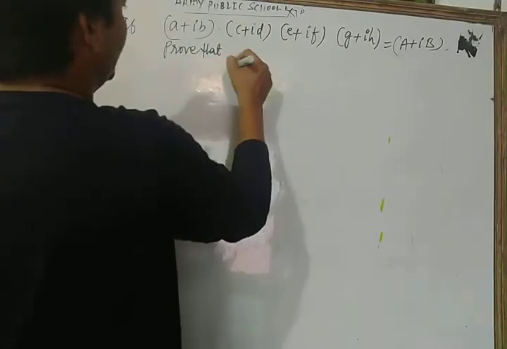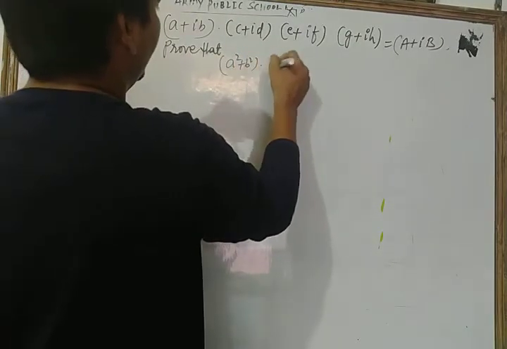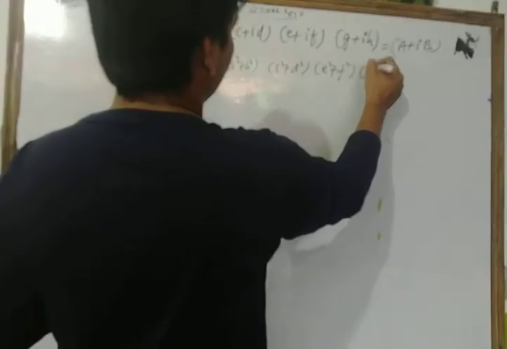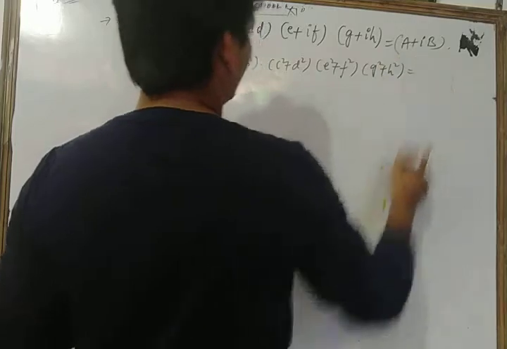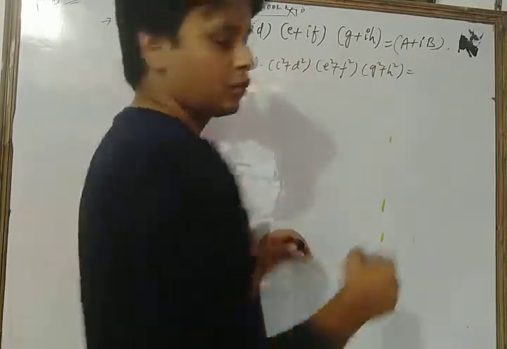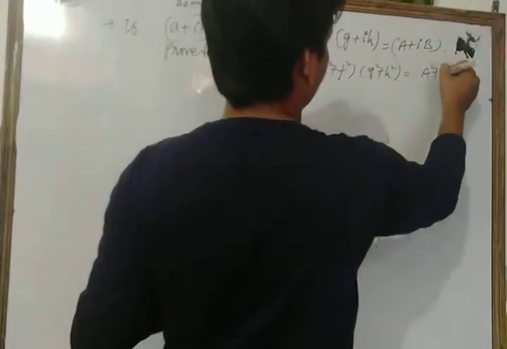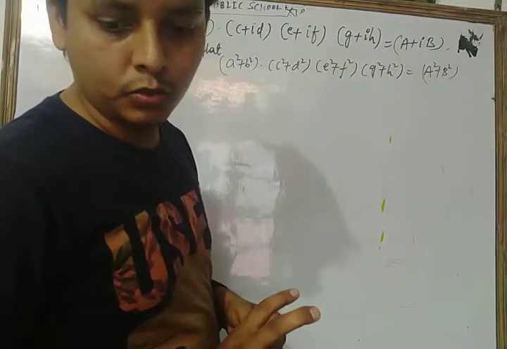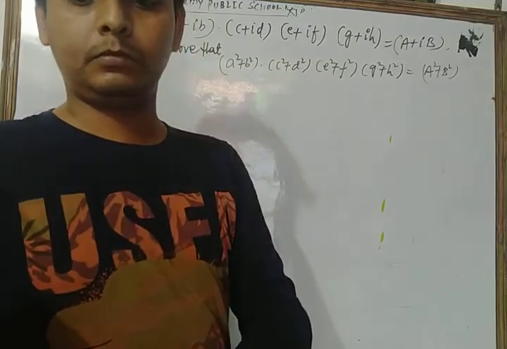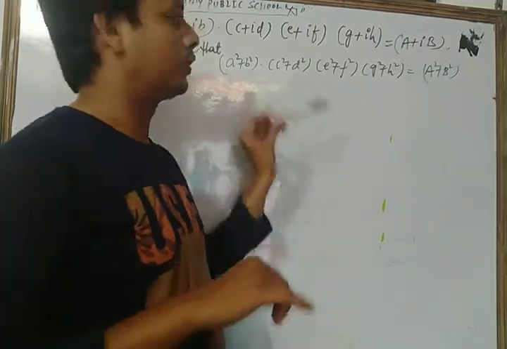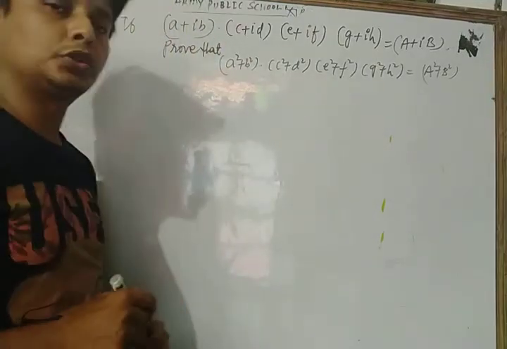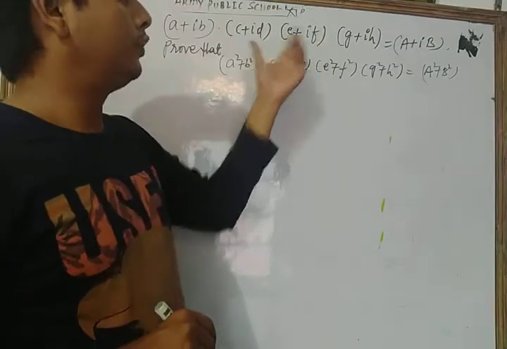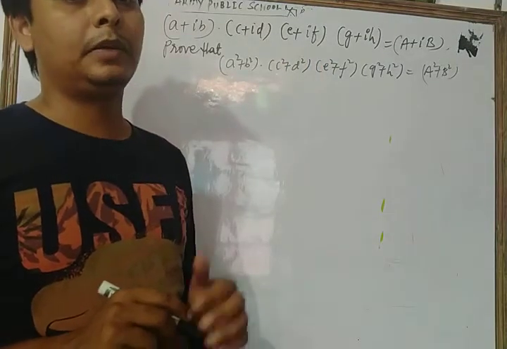a square plus b square into c square plus d square into e square plus f square into g square plus h square is equal to a square plus b square. Okay, this is our question. This is one of the most important questions of your syllabus. Okay, dear students, we prove that question based on the following identity.